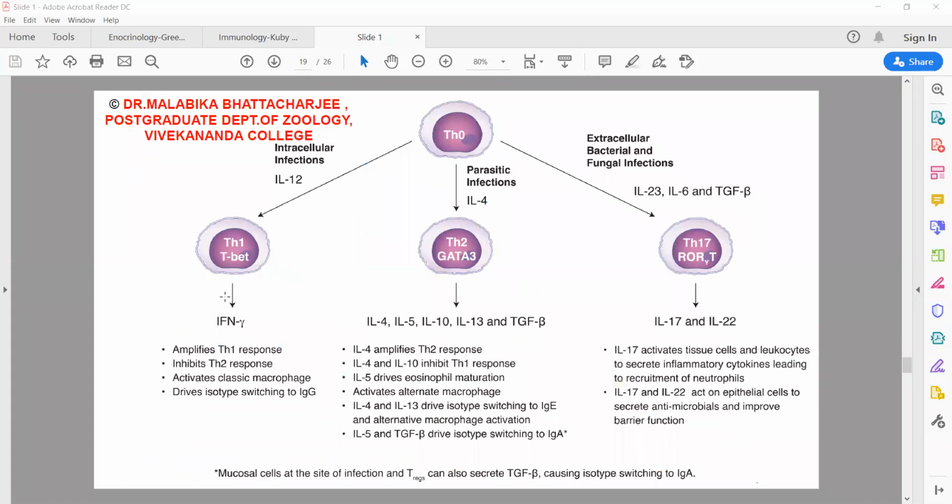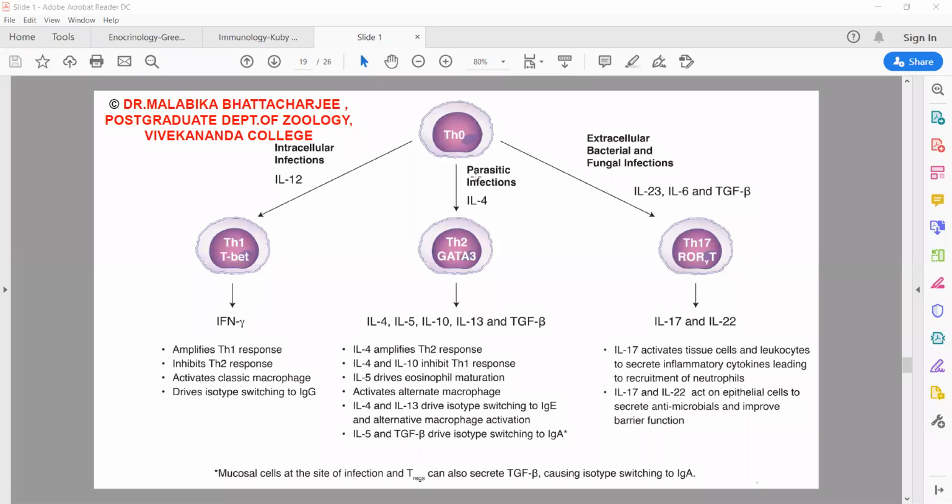This is a very schematic representation that the CD4 positive population is also known as the helper population or the helper 0 population. And depending on the cytokine microenvironment, the mature cell, there we have this IL-12. That means a phagocyte. This is activated by a phagocyte. IL-12 is usually secreted by macrophages, a very classical cytokine. This is IL-4, and here we are having TGF-beta, IL-6, IL-23.